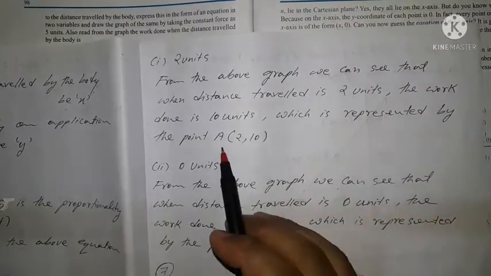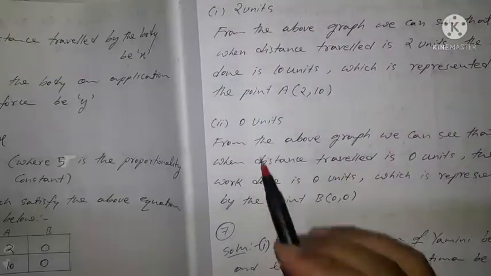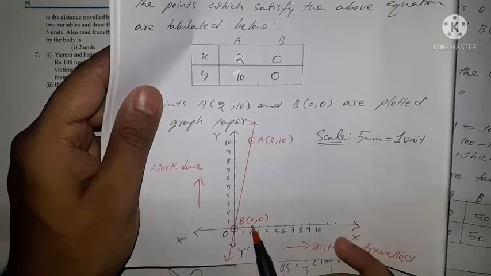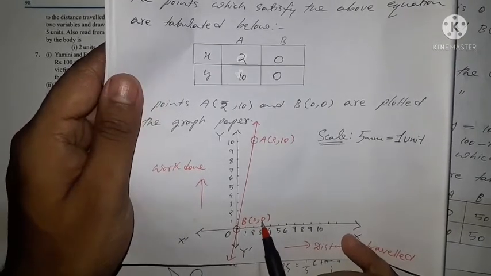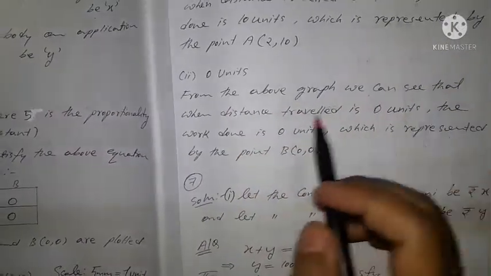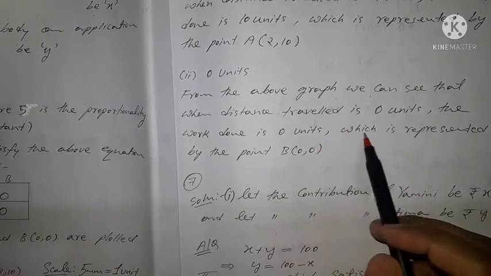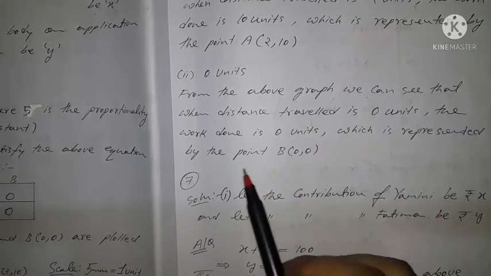This is represented by the point (2, 10). Again, when the distance traveled is 0 unit, that is the value of x is 0, the work done, that is the value of y, is also 0. Therefore from the above graph we can see that when the distance traveled is 0 unit, the work done is also 0 unit, which is represented by the point B (0, 0). In this manner we have to do question number 6. So let's move to question number 7.